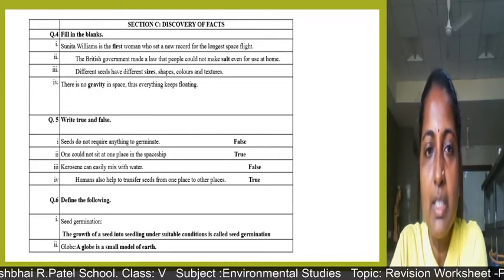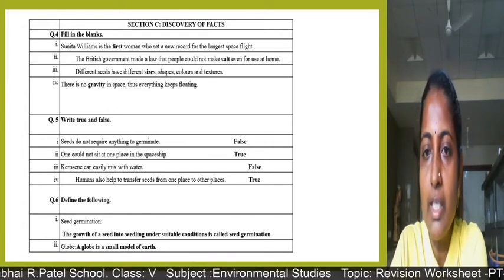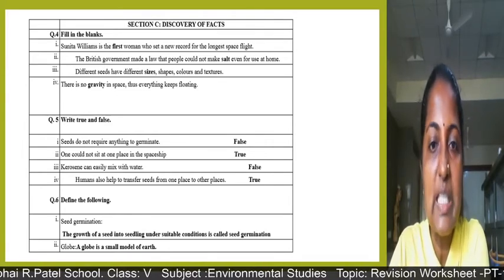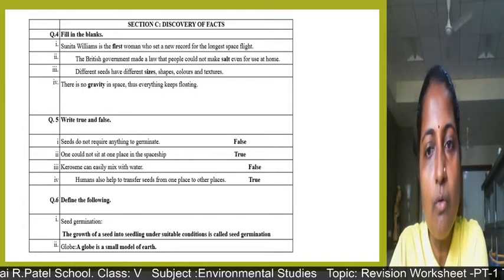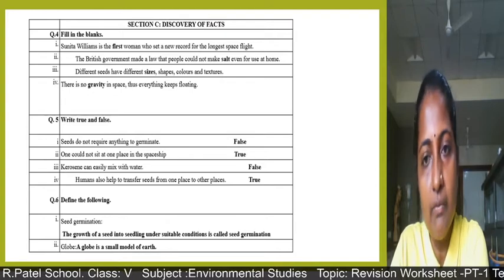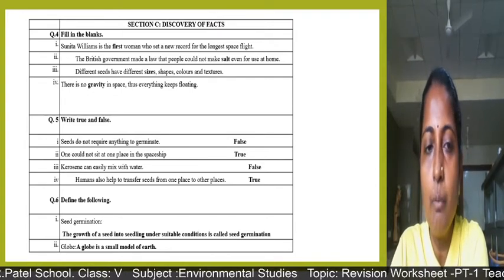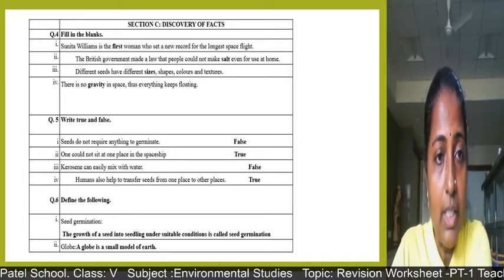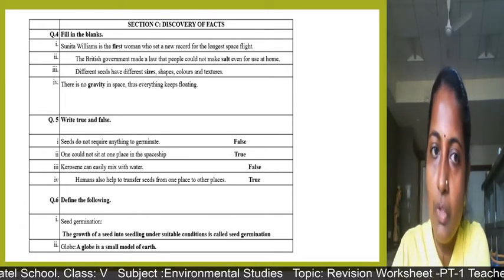Because sometimes if you are writing only F and only T, they look similar, so it may create a problem for the teacher as well as students. So to avoid all these things, write the spelling FALSE, or if it is true, TRUE. So you have to keep this thing in your mind. Right, true and false. Seeds do not require anything to germinate. False.